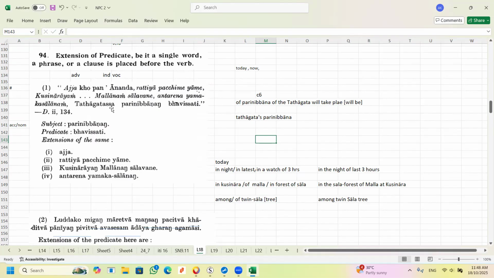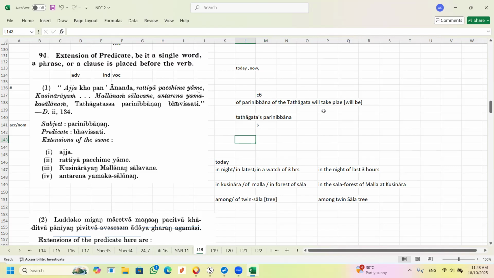Okay, when you combine this particular word, that means here will be Tathagatas parinibbana. This line, Tathagatas parinibbana, becomes the subject. You see, this is the subject. All right. Then you see this part: will take place. Will be. That means this is a will. The word will be means will take place.